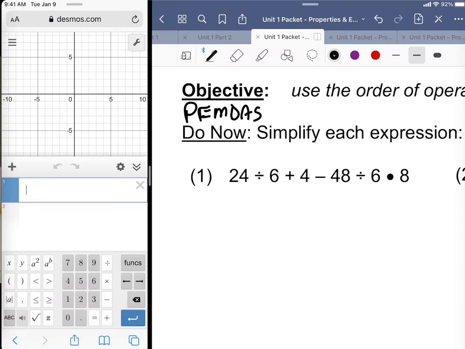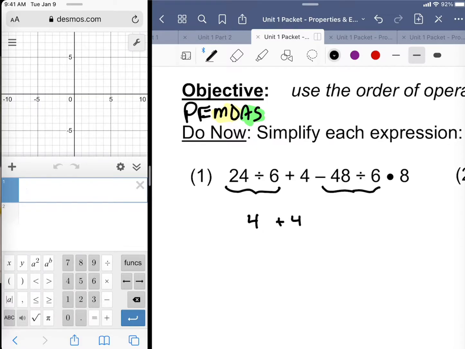So when it comes to multiplication and division, we think of those interchangeably, and we work from left to right. These two operations would have to happen first. 24 divided by 6 is going to be 4. I'm going to leave the plus 4 as is.